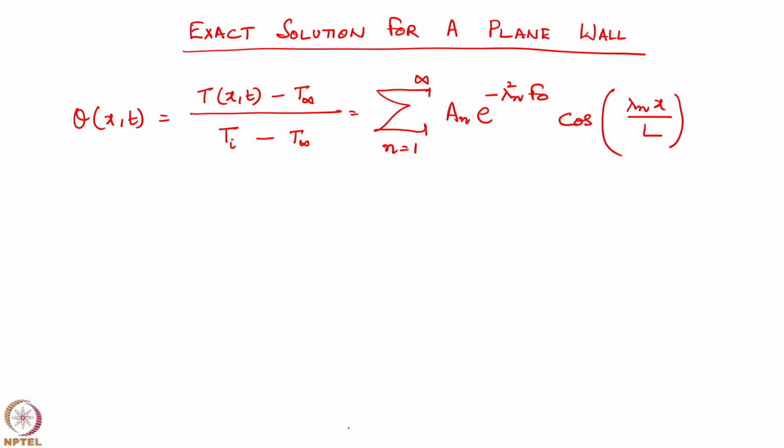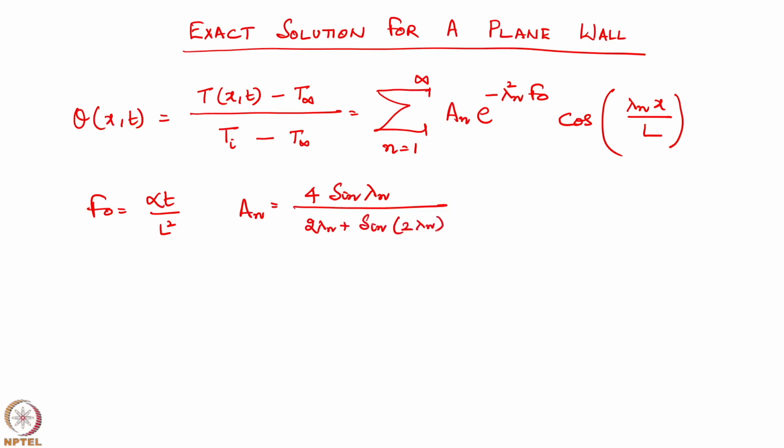And what is the Fourier number? You know, the Fourier number is nothing but alpha t by L squared. And now what is A n? A n is 4 sine lambda n upon 2 lambda n plus sine of 2 lambda n.